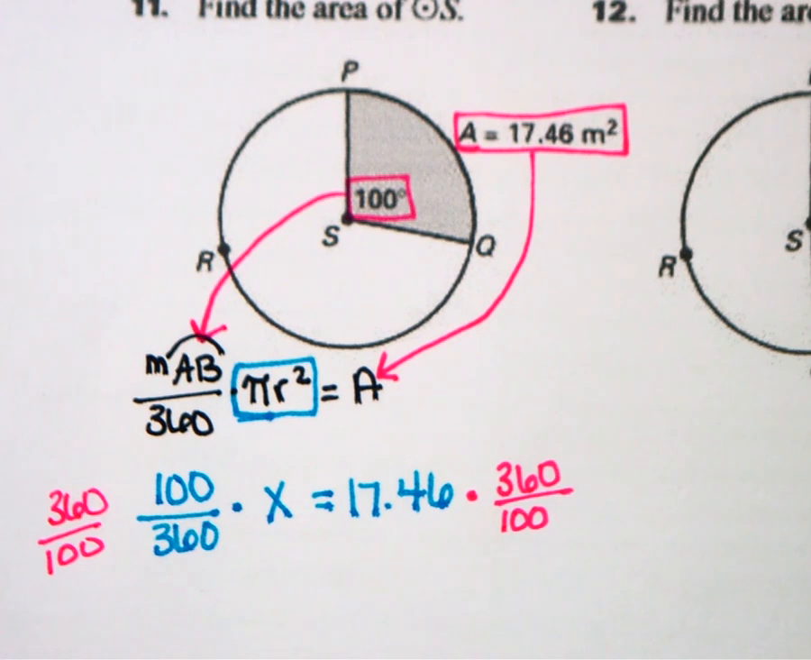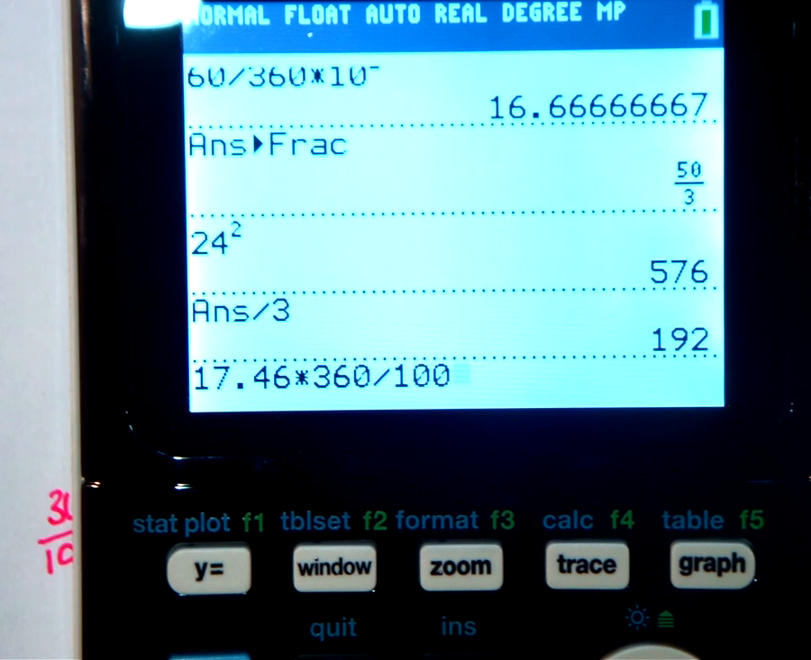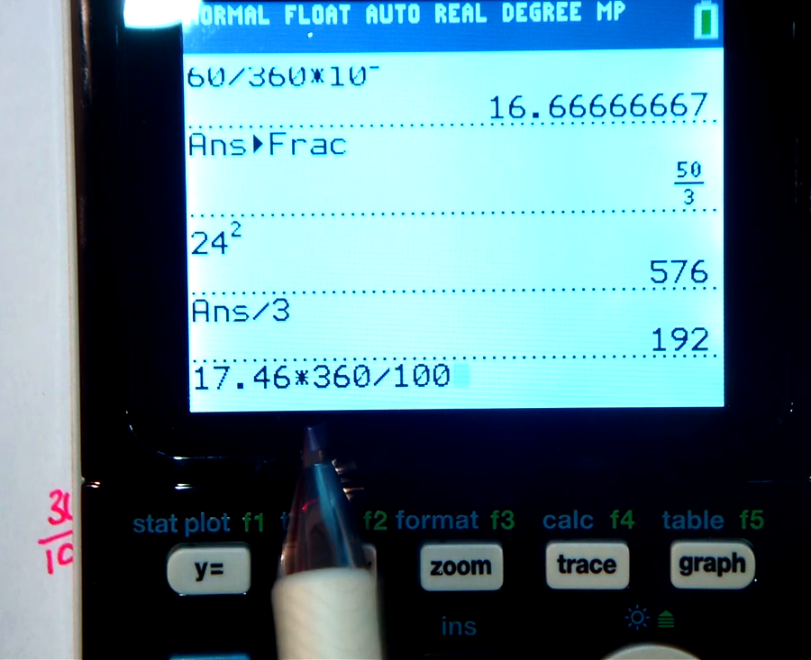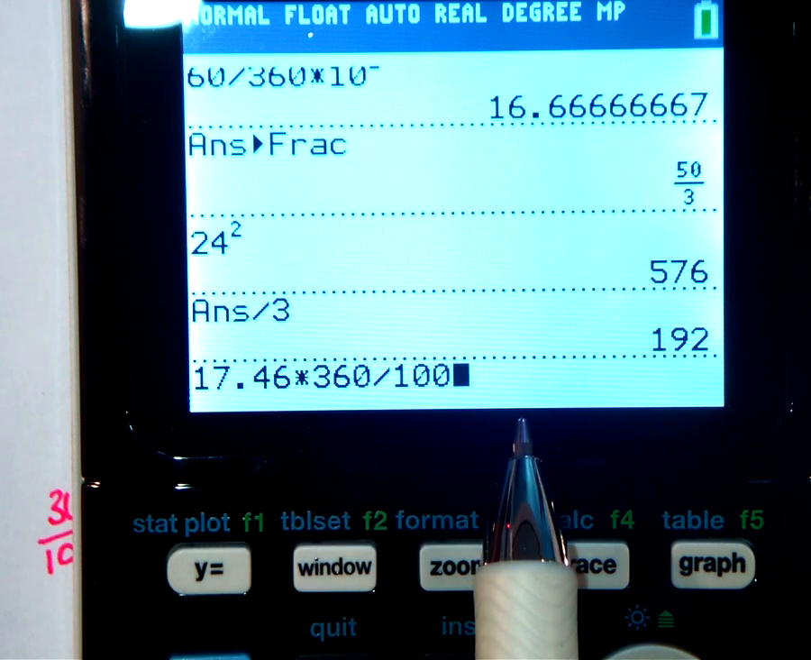Another way is you could just multiply by 360 and then separately divide by 100. But if we can do it all in one step, let's do it all in one step. So we'll go 17.46 and multiply that by 360 divided by 100. Some people ask me how to put a fraction into the calculator. My answer is you don't really, especially on a graphing calculator. I just use the division symbol for the fraction part. So I did 17.46 times 360 divided by 100.